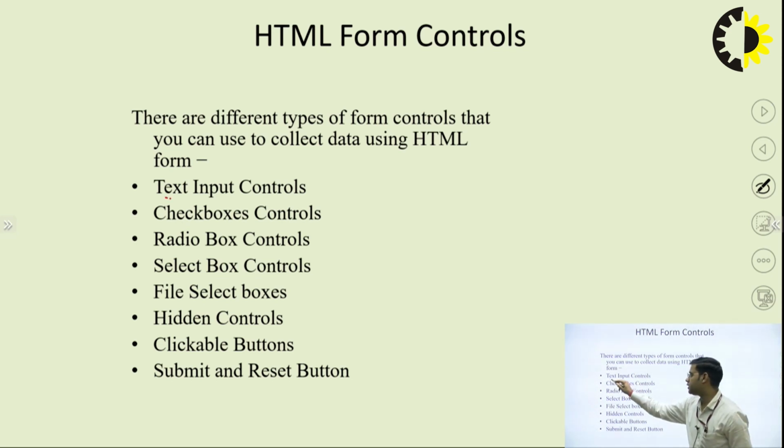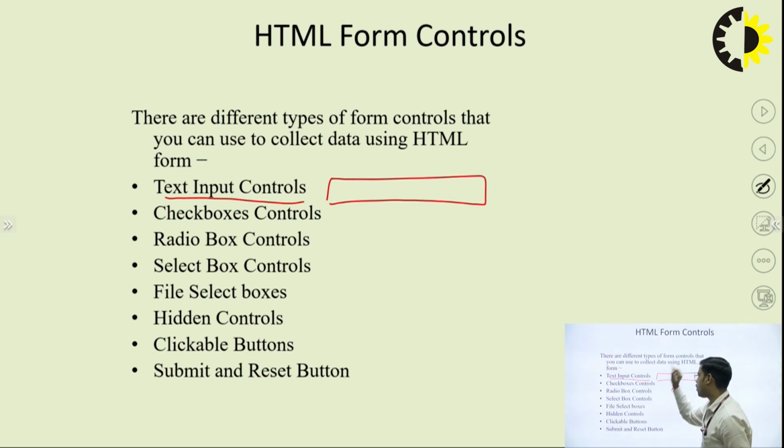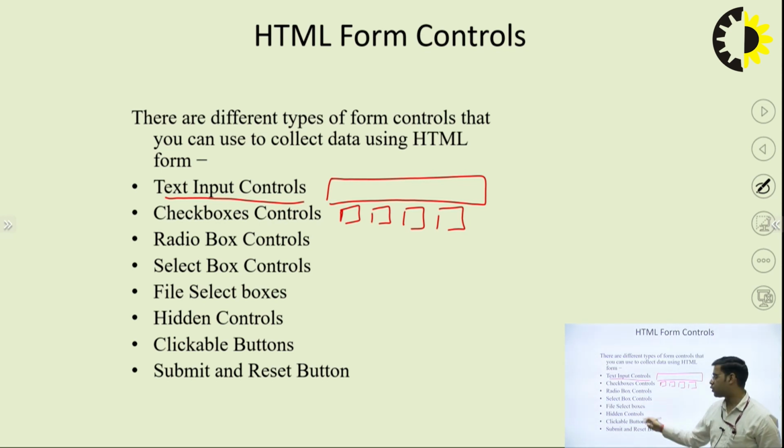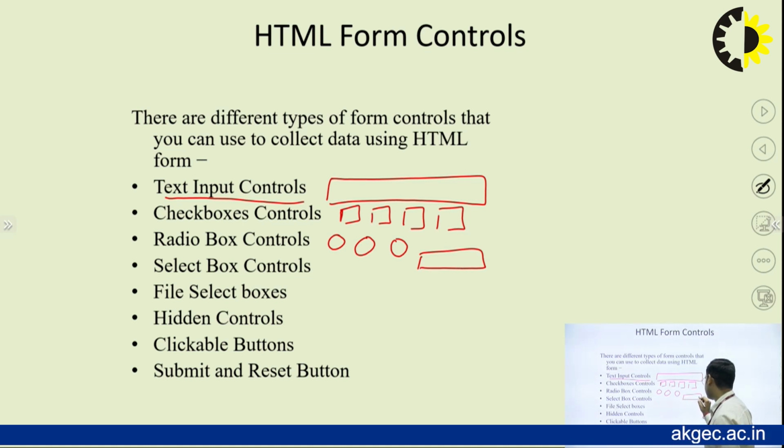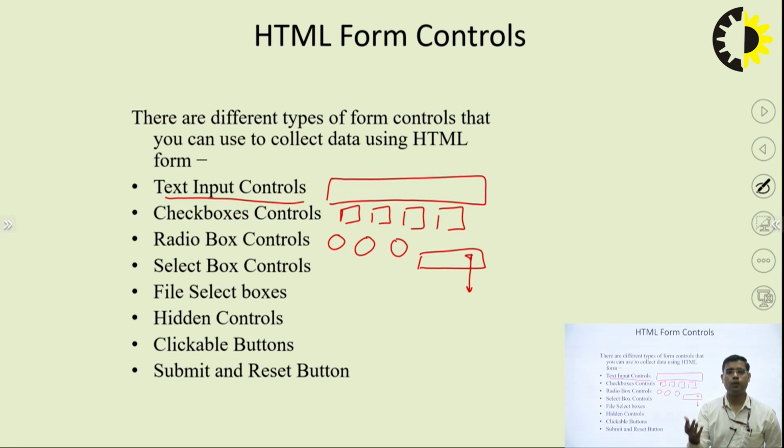Using the text input control, we can create this type of box. Using the checkbox control, we can create multiple checkboxes like this. Through the radio box control, we can create this type of radio button. Using the select box control, if you want to create a drop down list, then you can use the select box control, and the output display is like this. Here is your drop down list in which many options are available.